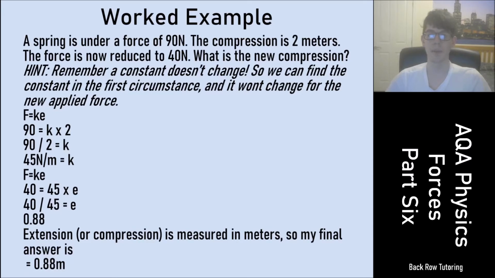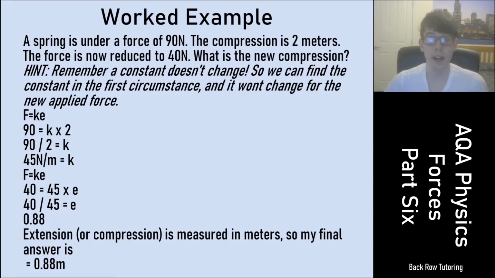Let's try another worked example. A spring is under a force of 90 newtons. The compression is 2 metres. The force is now reduced to 40 newtons. What is the new compression? Now, remember, a constant doesn't change. If you have a spring and you have a constant associated with that spring, the constant will remain the same as long as that spring stays within its limits of proportionality. So we can find the constant in the first circumstance, and it won't change for the new applied force. We can then use that constant for the second circumstance in the question.